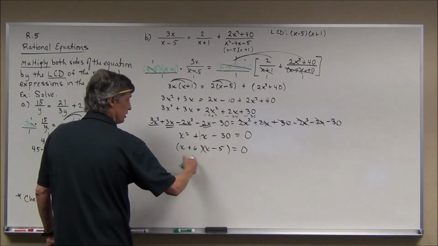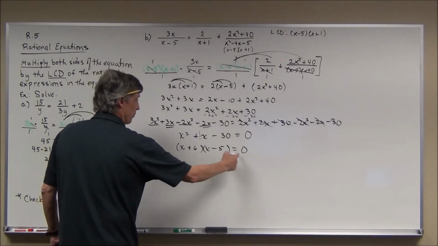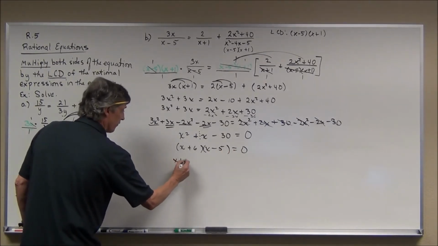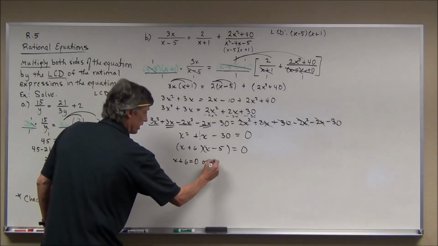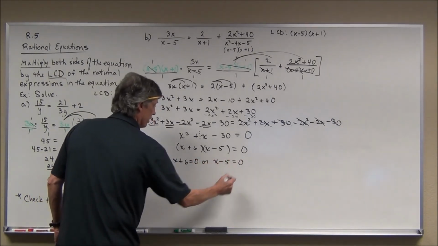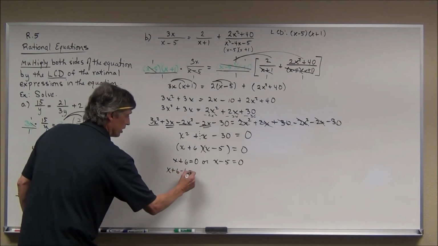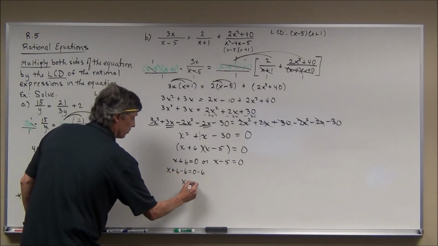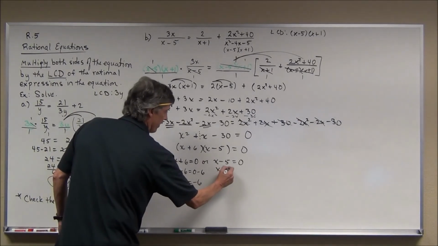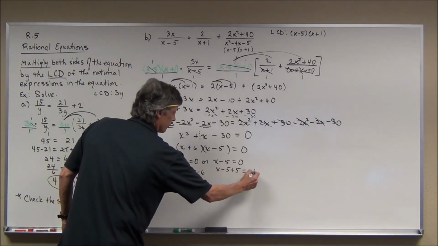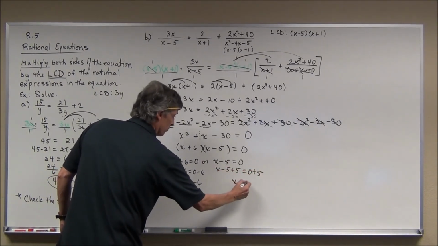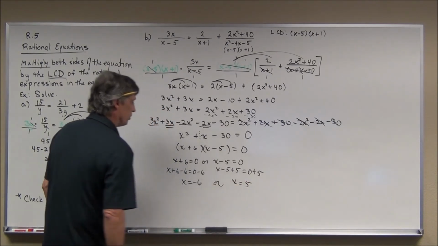So now I have the zero product property. 2 things that multiply and give me 0 means either the first one is 0, or the second one is 0, or both. So now I have 2 little linear equations. I will subtract 6 from both sides, and I have x equals negative 6. Over here I'll add 5 to both sides, and I have x is equal to positive 5. It looks like I have 2 good answers.